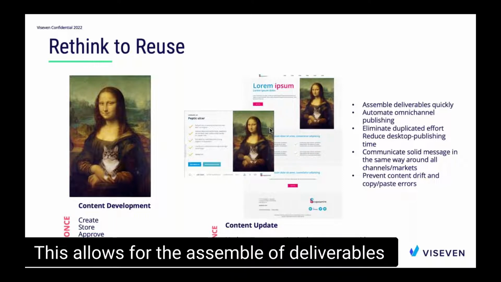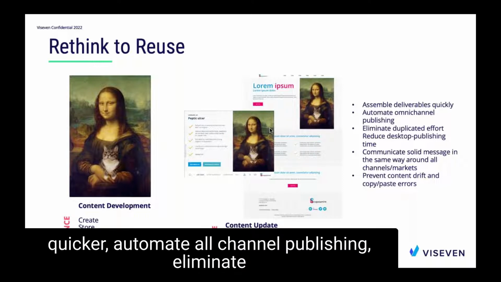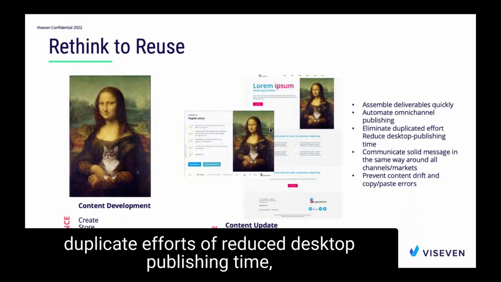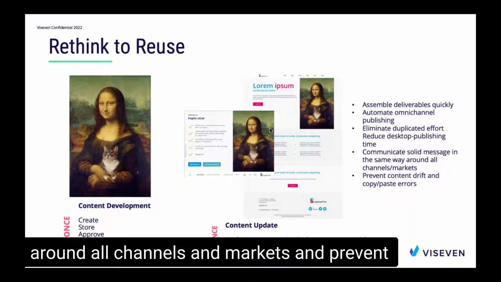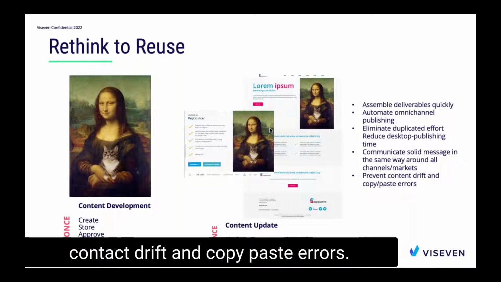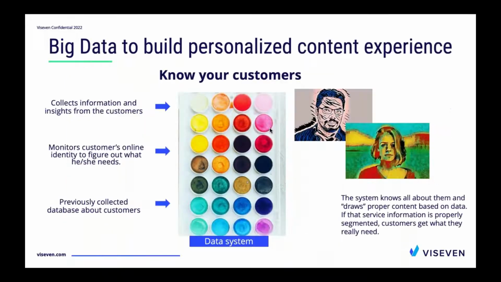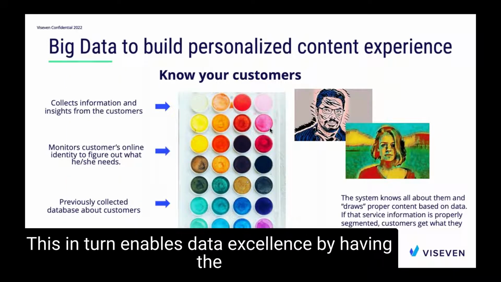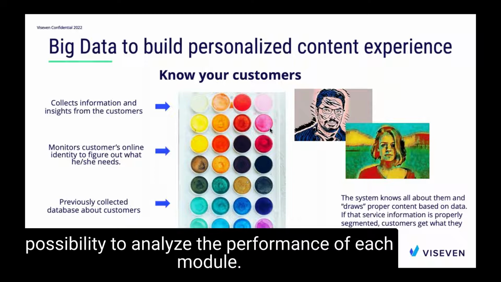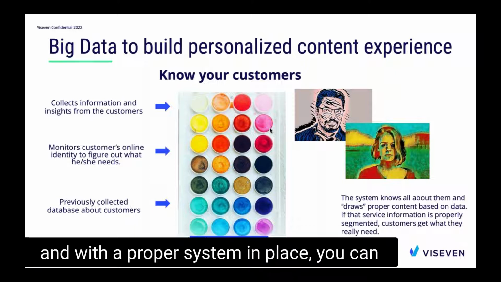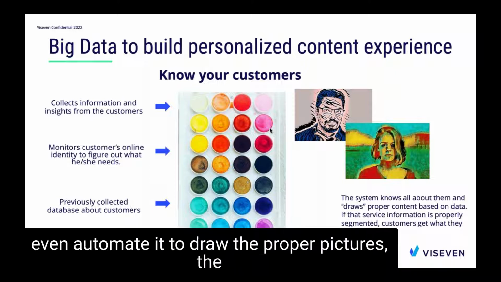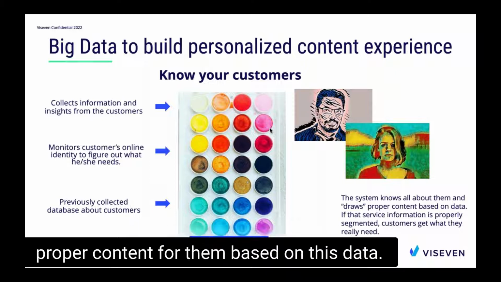This allows for the assembly of deliverables quicker, automates omni-channel publishing, eliminates duplicate efforts and reduces desktop publishing time, communicates a solid message in the same way across all channels and markets, and prevents content drift and copy-paste errors. This in turn enables data excellence. By having the possibility to analyze the performance of each module, you collect information from the HCPs, monitor, and collect data, and with a proper system in place, you can even automate it to draw the proper content for them based on this data.